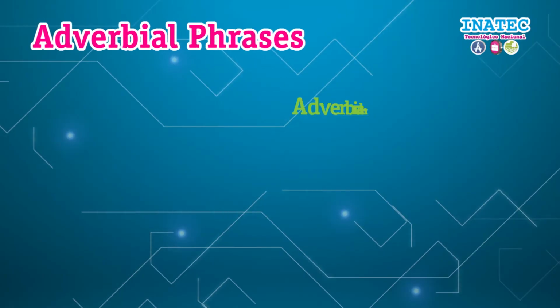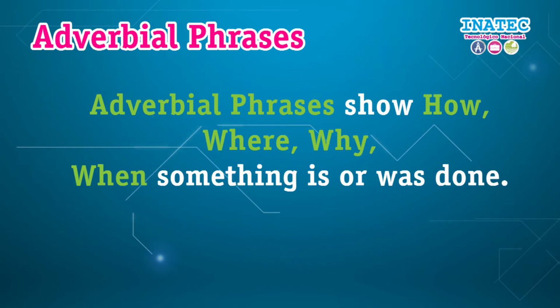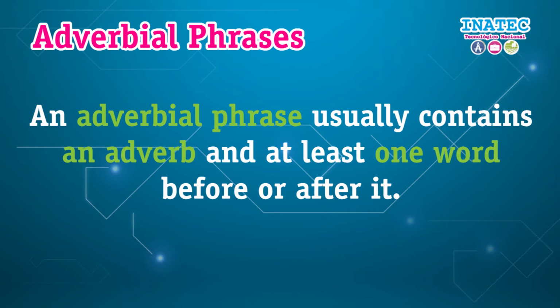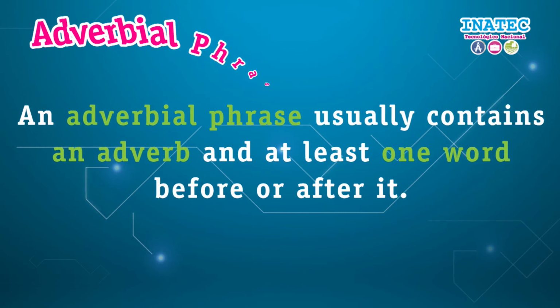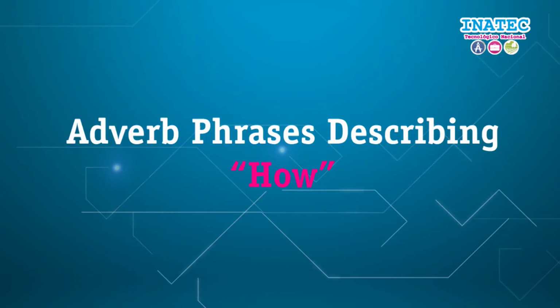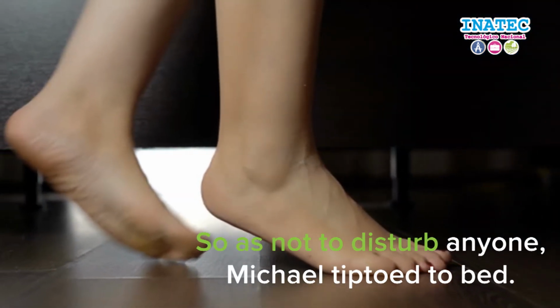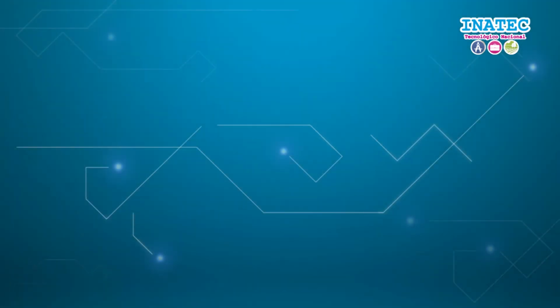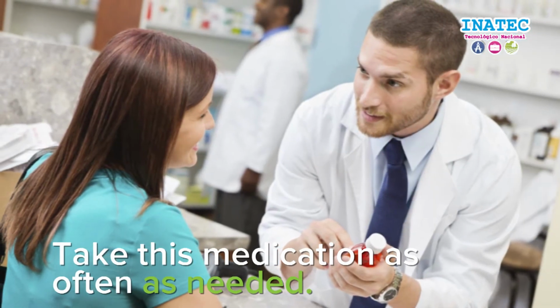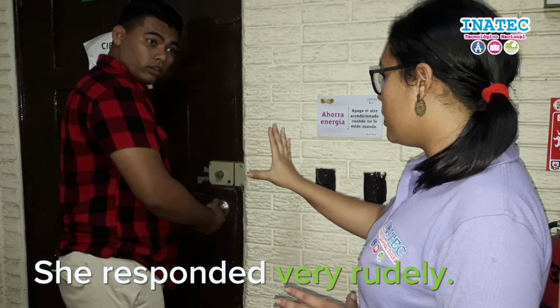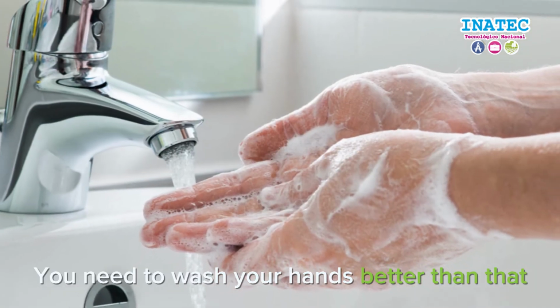Adverbial phrases show how, where, why, and when something is or was done. An adverbial phrase usually contains an adverb and at least one word before or after it. Adverbial phrases describing how. So as not to disturb anybody, Michael tiptoed to bed. Take this medication as often as needed. She responded very rudely. You need to wash your hands better than that.